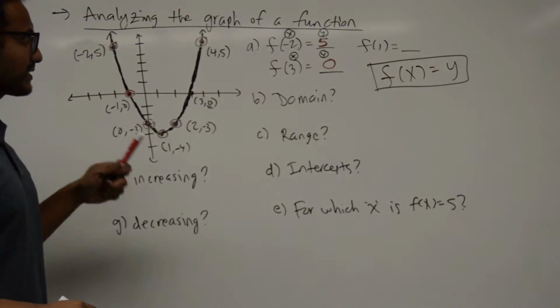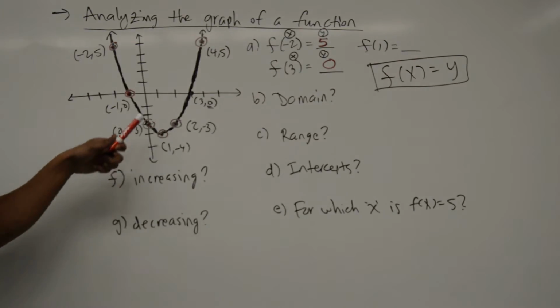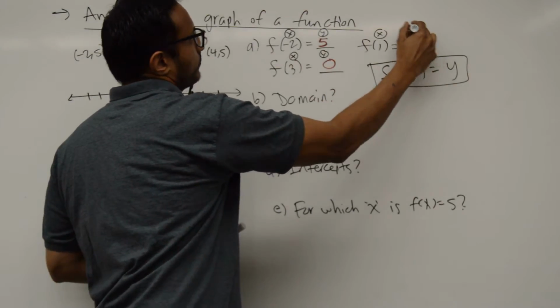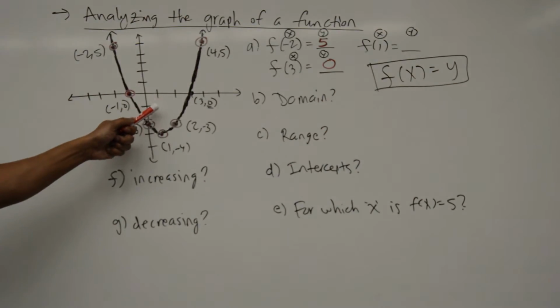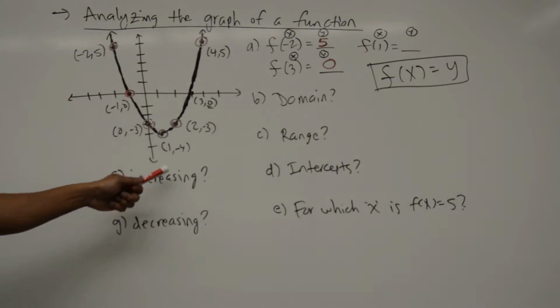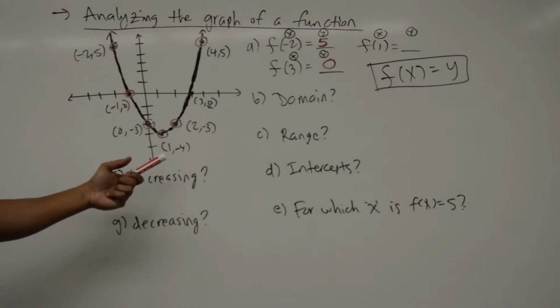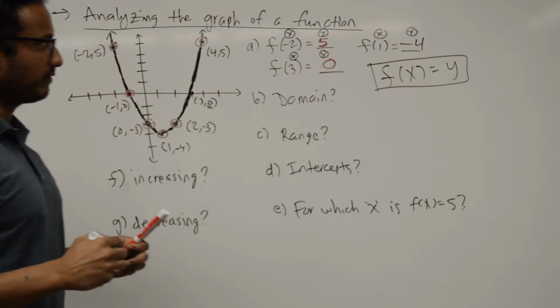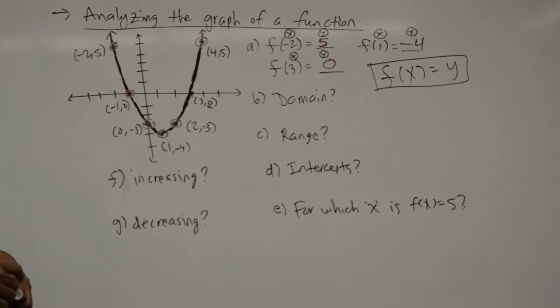Okay, now we have f of 1. So f of 1 is asking, what is the value of y when x equals 1? So x equals 1, what is y equal to? So on the graph, if you look at x equals 1, y equals negative 4. And that's given by this point, 1, negative 4. X is 1, y is negative 4. So f of 1 will equal negative 4. Okay?